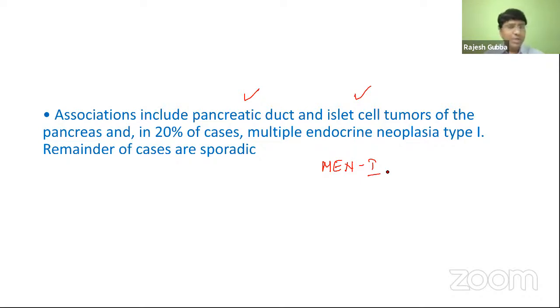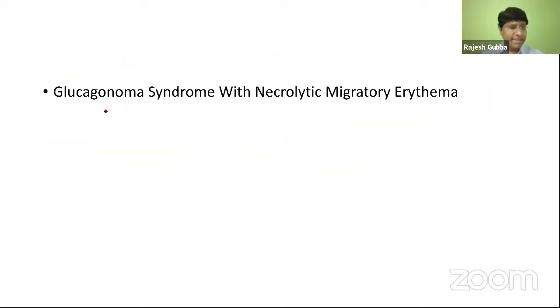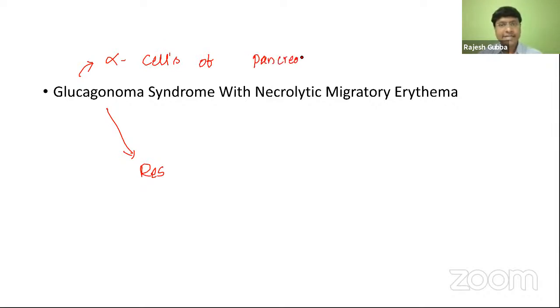Okay. Now, what is the treatment for glucagonoma? Management includes resection of the tumor. It is a tumor originating from the alpha cells of the pancreas. So you need to do the resection of the tumor. That is the ideal treatment for these patients with glucagonoma. And apart from that, somatostatin administration has to be done. Somatostatin analogs.